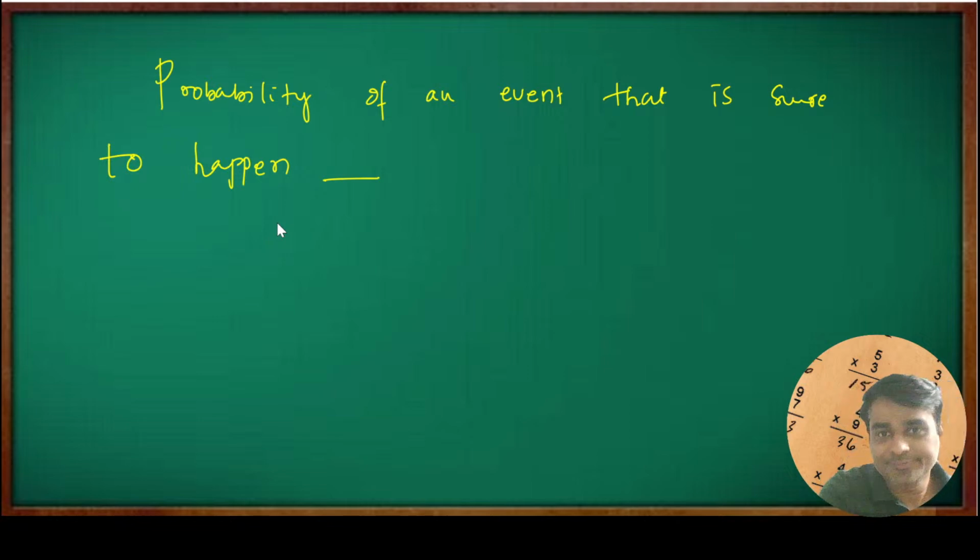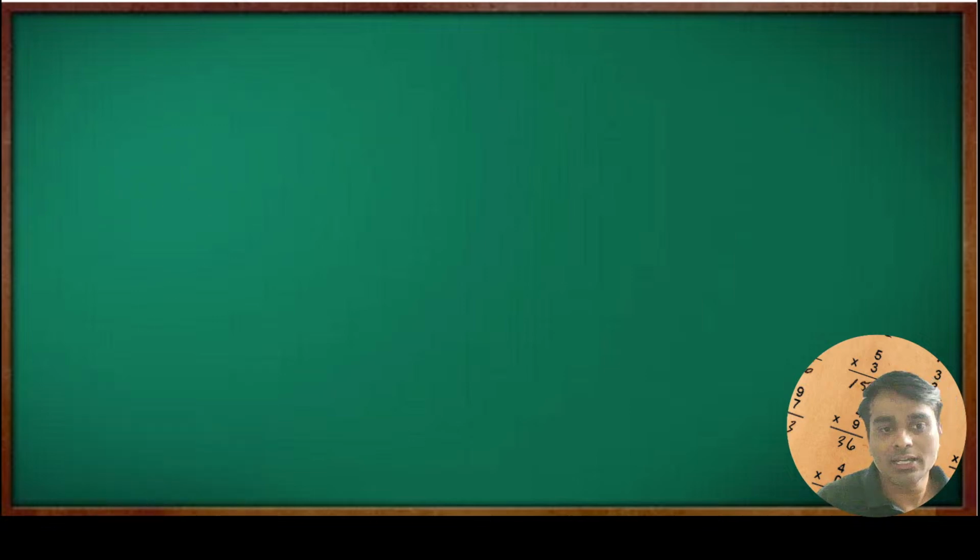Correct. 1 is the answer. Sure event will have probability always 1. Okay, next question.